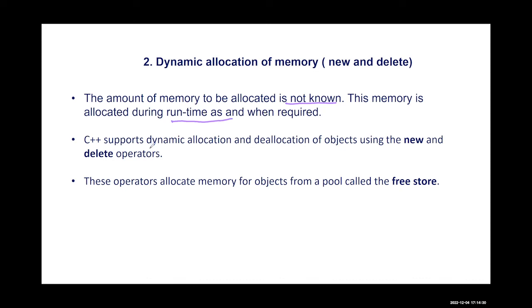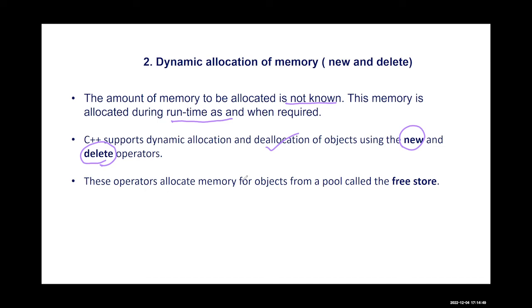So how is that possible? C++ supports dynamic allocation and deallocation of objects using the new and delete operators. This is important. So we can use the new and delete operators in order to allocate and deallocate memory.